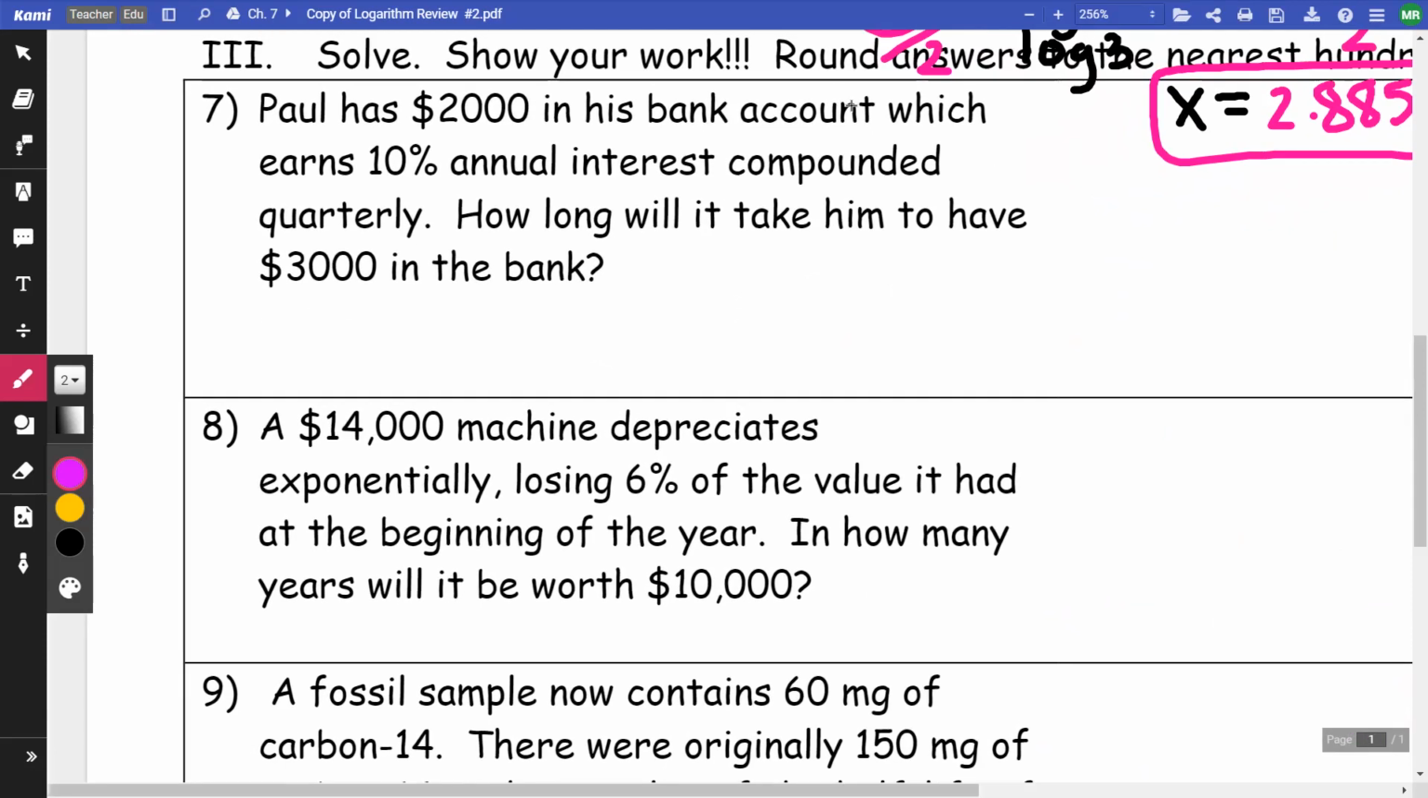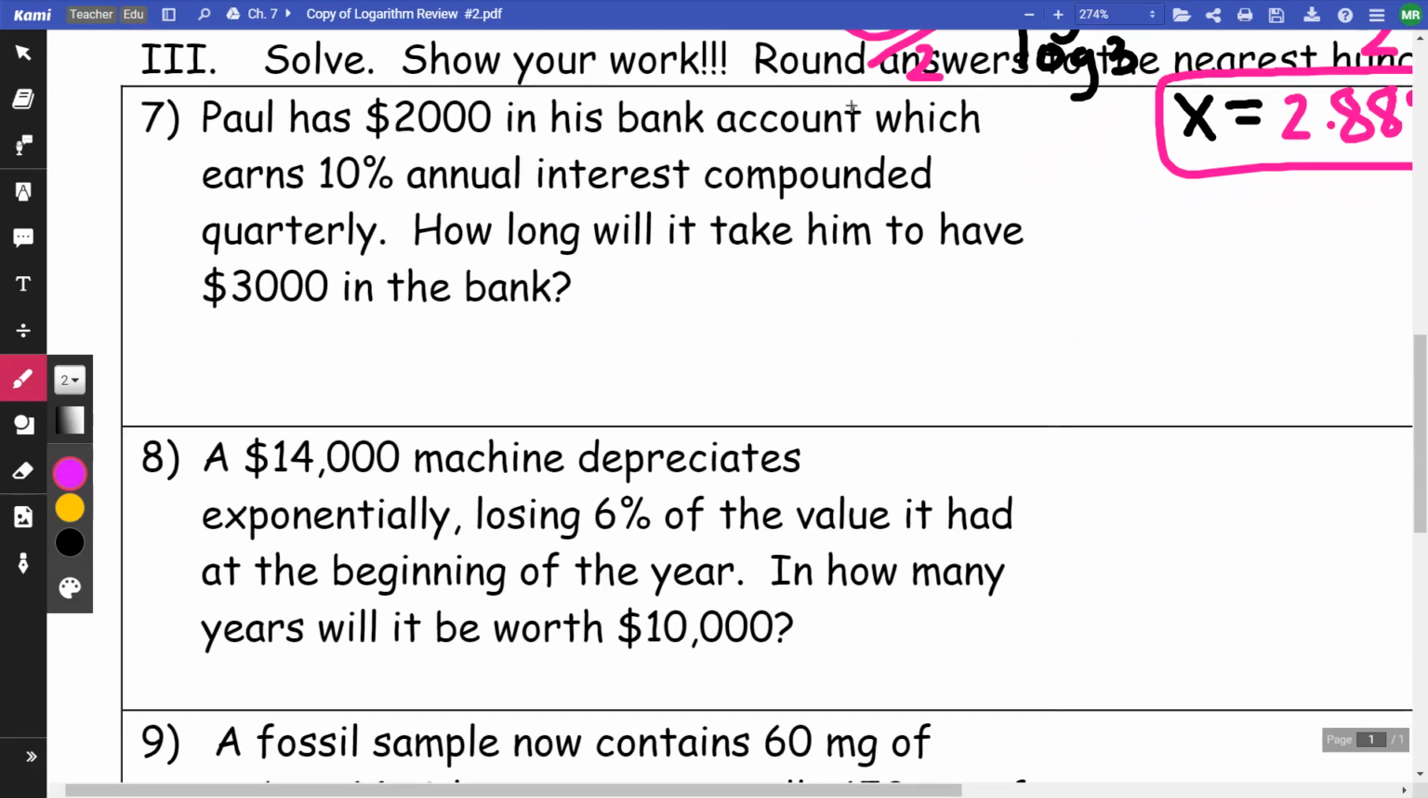Okay, on number 7. Paul has $2,000 in his bank account, which earns 10% annual interest compounded quarterly. How long will it take him to have $3,000 in the bank? This type of problem is from Integrated 1.